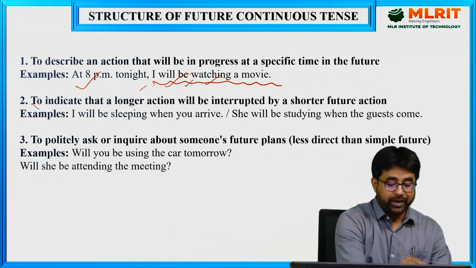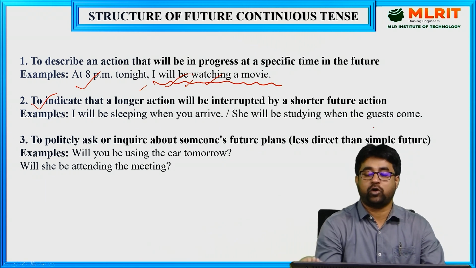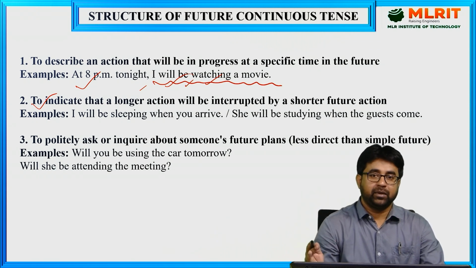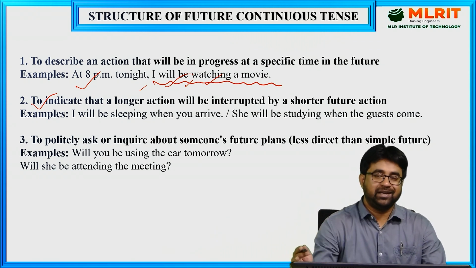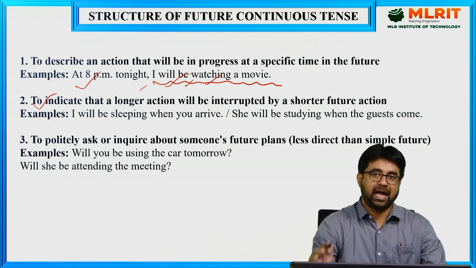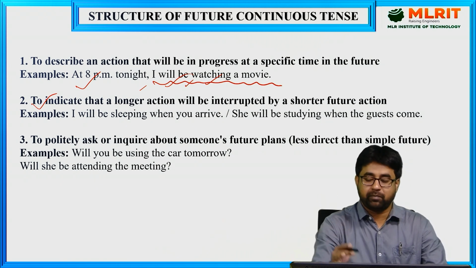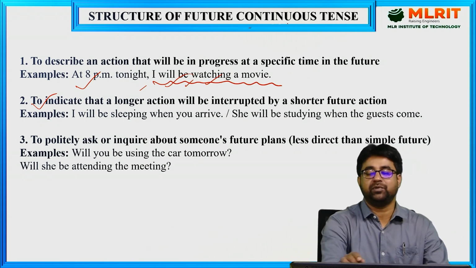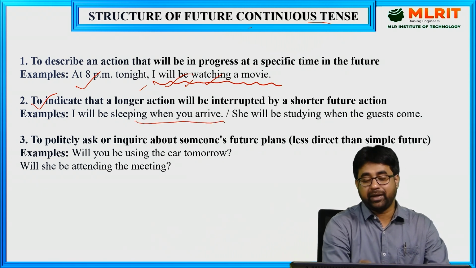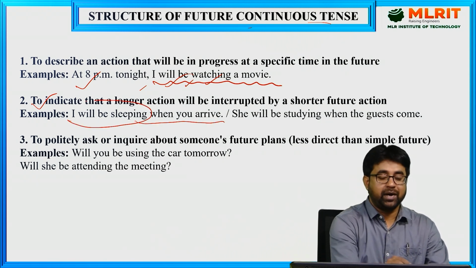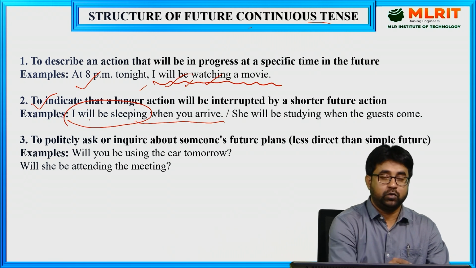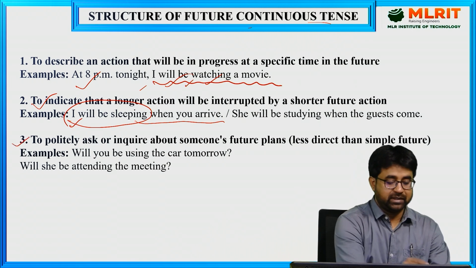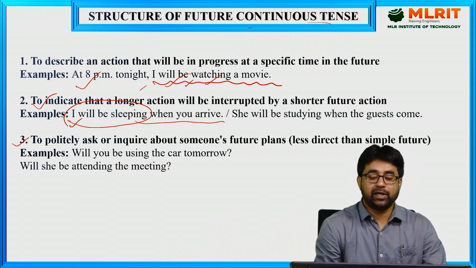Fine. To indicate that a longer action will be interrupted by a shorter future action. So if I'm talking about two future events, one would be a longer event, one would be a shorter event, and that longer event would be interrupted or stopped by the shorter event. In those cases also, we are supposed to use future continuous tense. I will be sleeping when you arrive. See here, the longer event, the event which would be interrupted. To describe that event, I am using future continuous tense.